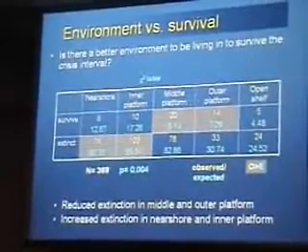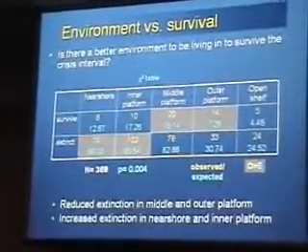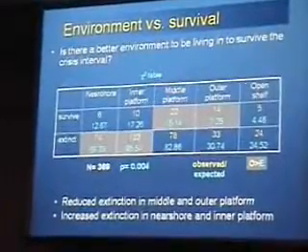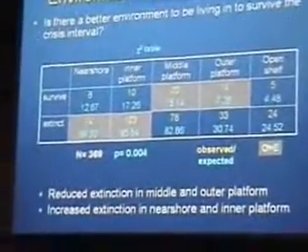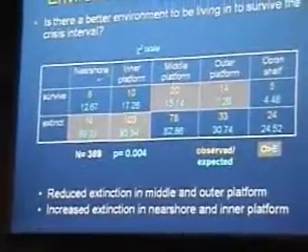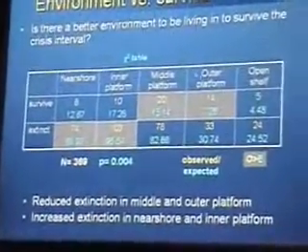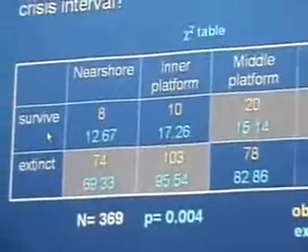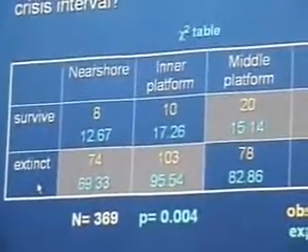What a chi-square test does is it looks at, in a random world, how many you would expect in a certain category. Our categories here are the environments in which these species live: near shore, inner platform, middle platform, outer platform, open shelf. So what environment were these bracts living in? And then we're going to look at whether they survive or they go extinct.